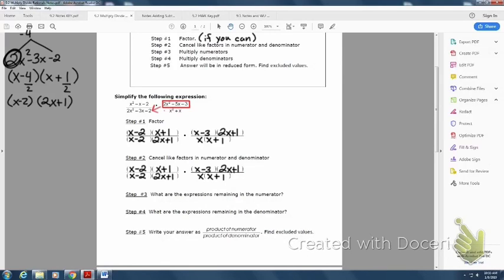So looking at that, what's one factor that will cancel? 2x plus 1. Okay, Sadarth, what's another one? X plus 1. And Jen, what would the last one be? X minus 2.